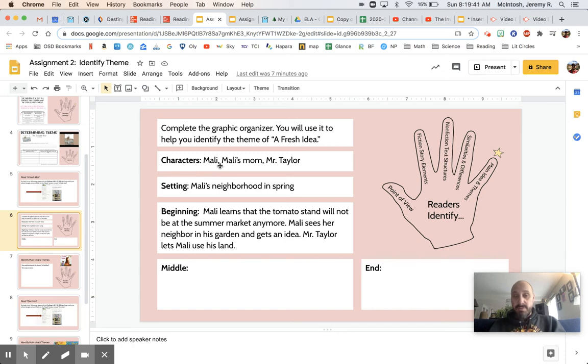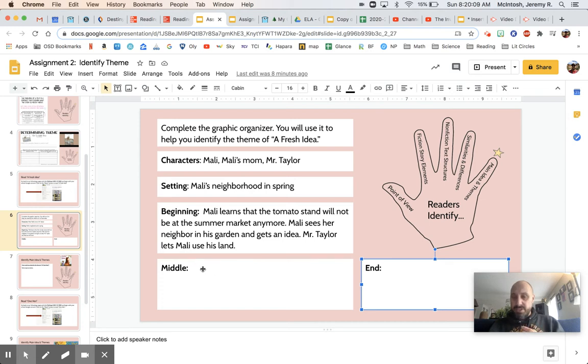So the characters I filled in for you are Molly, Molly's mom, and Mr. Taylor. The setting is Molly's neighborhood in spring. And then I'd like you to finish this graphic organizer. So what happens in the middle of the story and what happens in the end of the story? In the beginning, Molly learns that the tomato stand will not be at the summer market anymore. Molly sees her neighbor in his garden and gets an idea. Mr. Taylor lets Molly use his land.